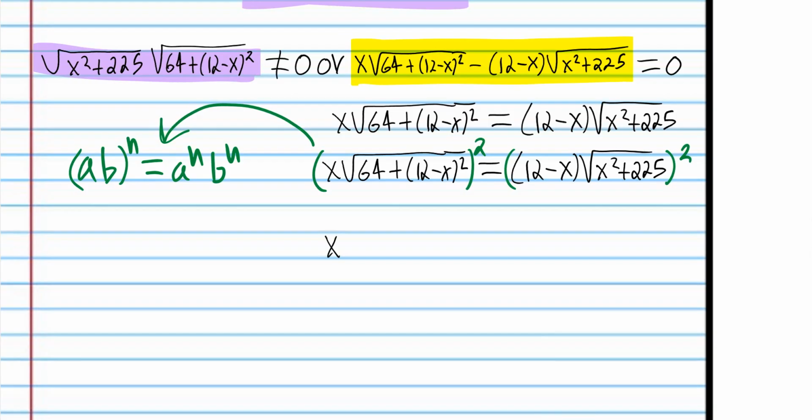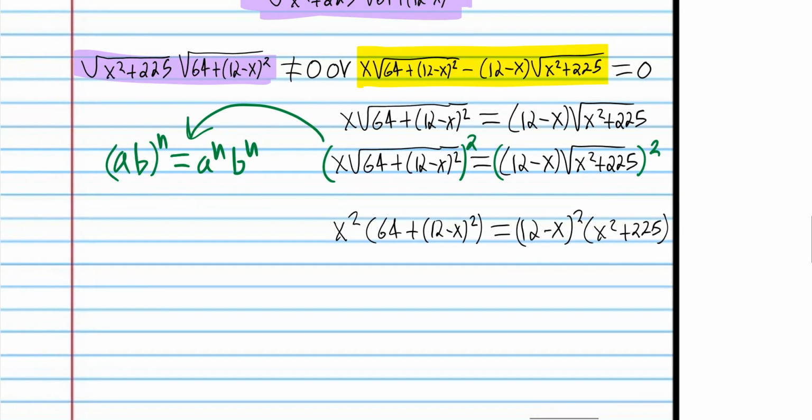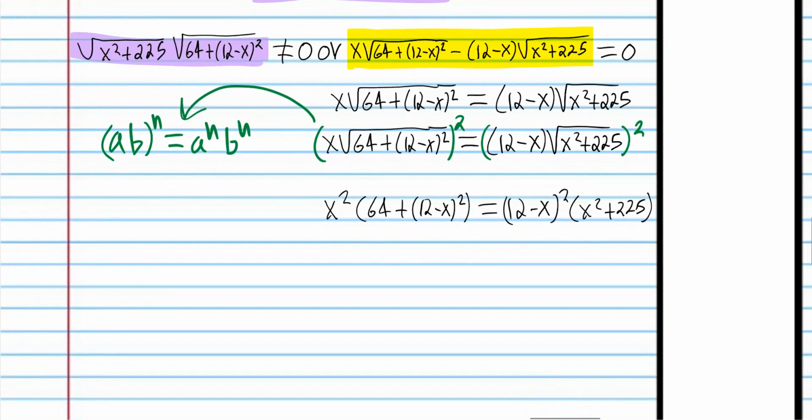And so what that tells us is that we get x squared times 64 plus 12 minus x squared. When you square a square root, it just gets rid of the square root, right? And if you square x, it becomes x squared. Same thing here. We have 12 minus x squared, but then when you square the square root, you just get rid of the square root. Alright?